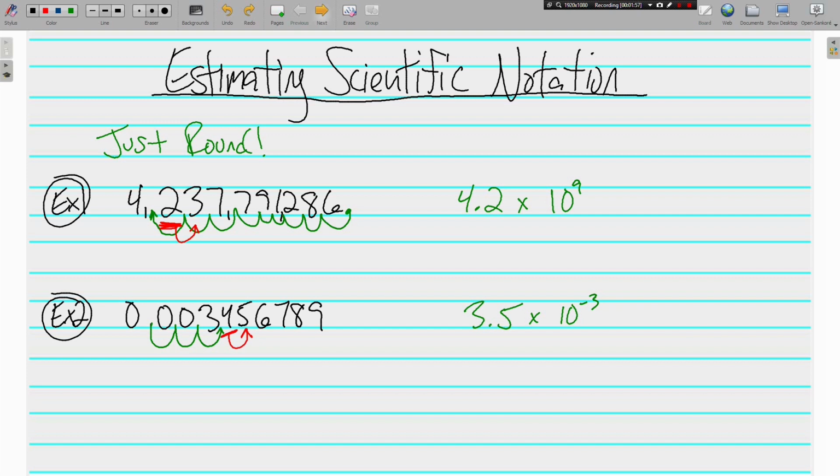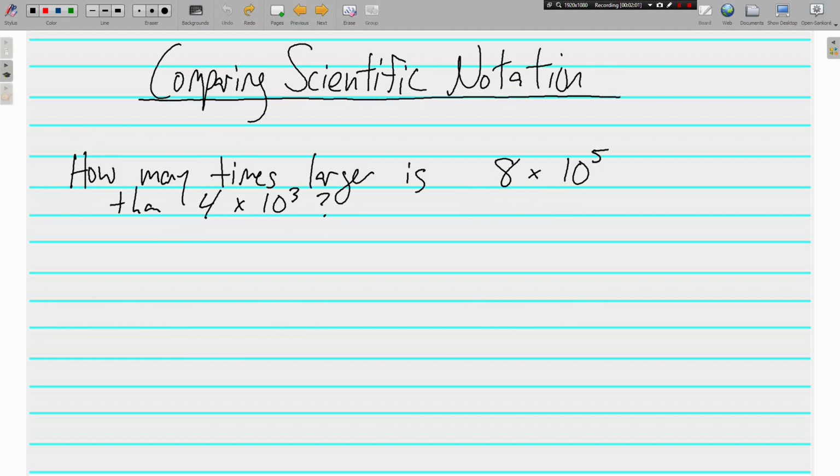Let's talk about comparing. The kind of comparing that we're going to be talking about in this video is determining how many times larger one scientific notation number is compared to another. This is how many times larger is 8 times 10 to the 5th than 4 times 10 to the 3rd.